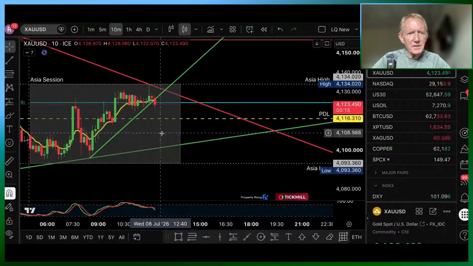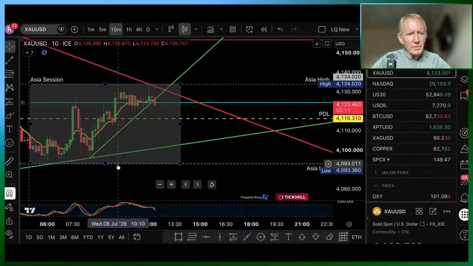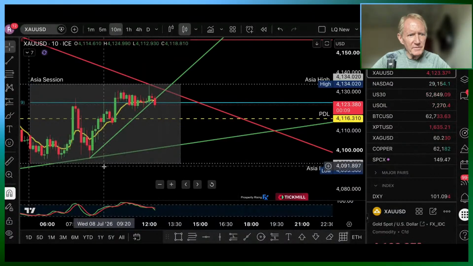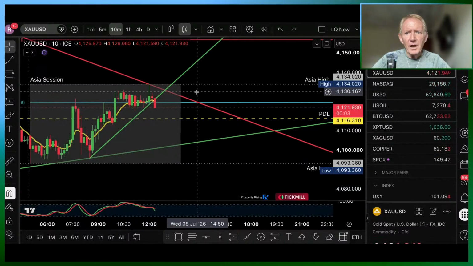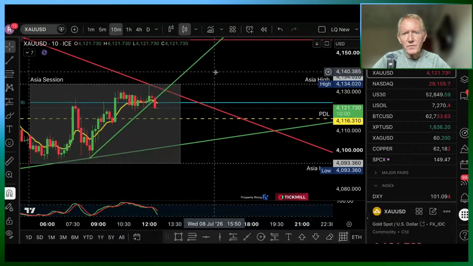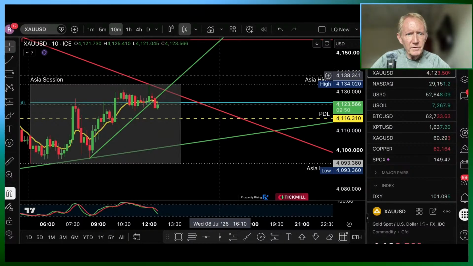This is the Asia session that I have blocked in gray here. The low during the Asia session, that was the very open there at 4093. And then our high today so far in the Asia session was 4134. So not much of a move. Roughly a $40 move.